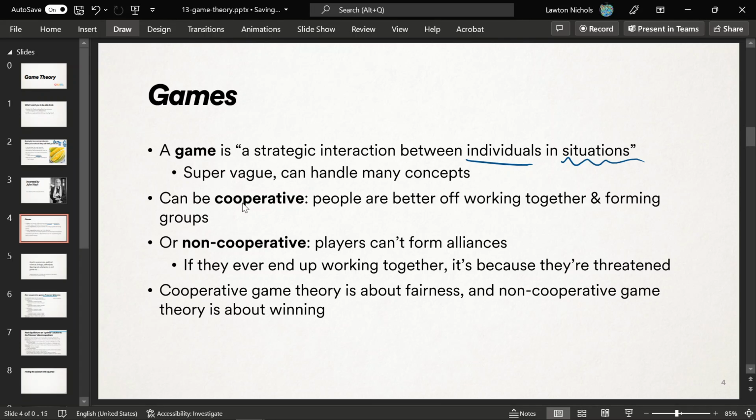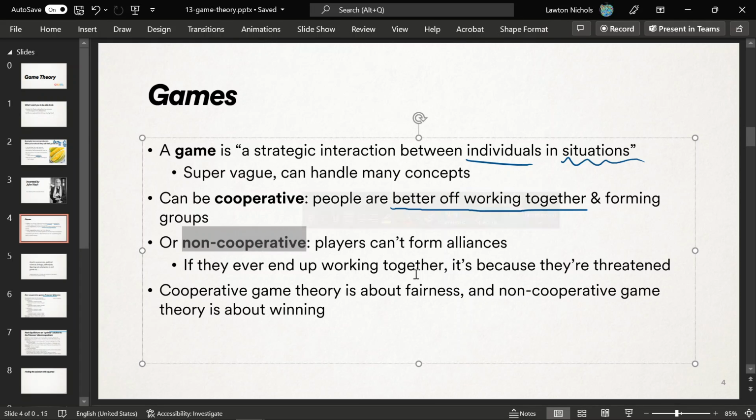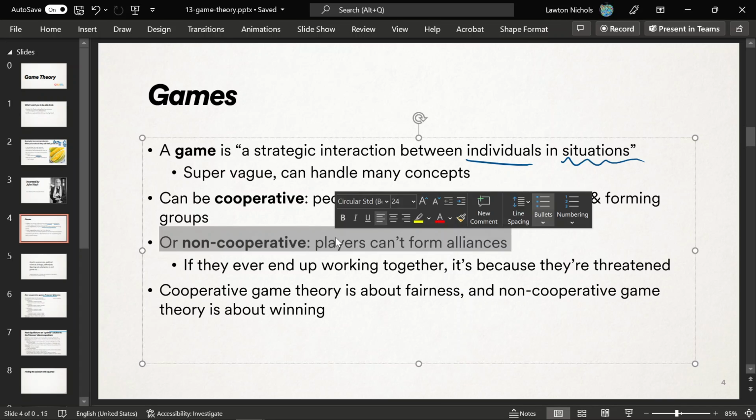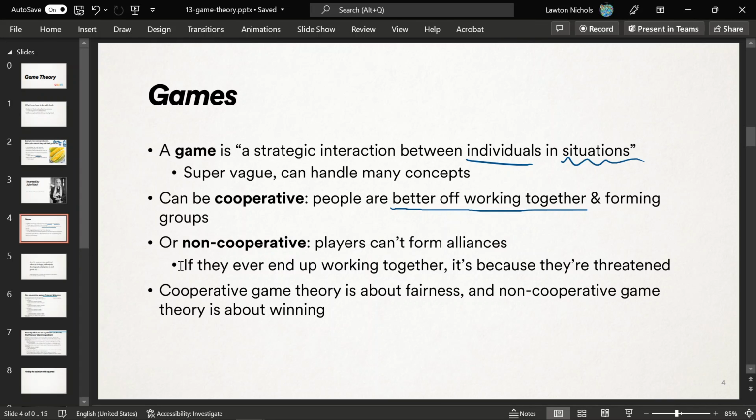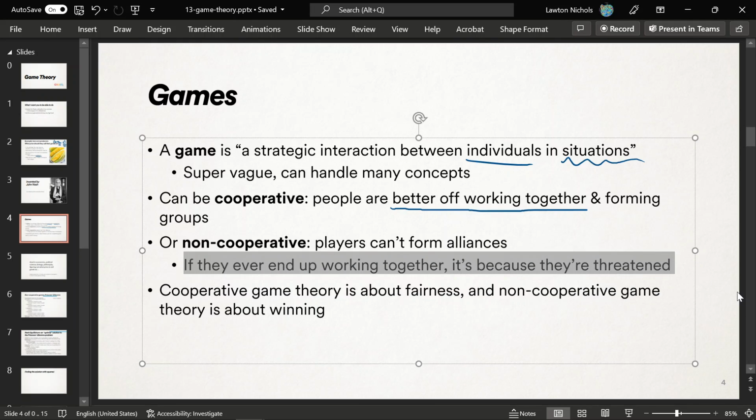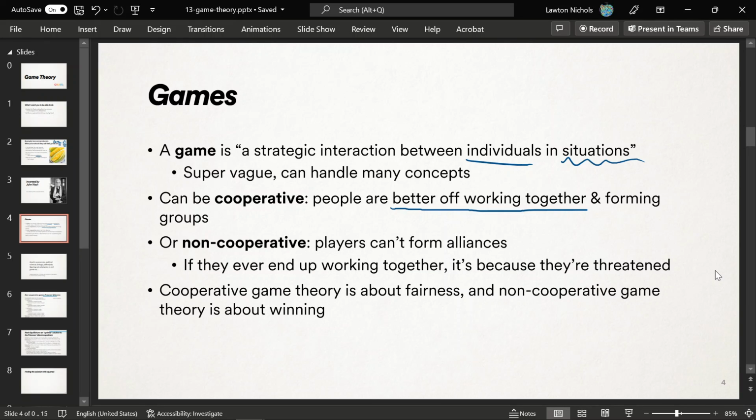Games can be either cooperative or non-cooperative, and these definitions make sense. A cooperative game is when you're better off working with somebody else. People are better off working together and forming groups. Alliances is another term that you see in game theory. So that's a cooperative game, one where it's better to play as a group, to get together with other people, like form a union or something. They can also be non-cooperative, where it's impossible to form an alliance, or it's unfavored. These are very interesting games. If you're playing one, that means if people end up working together ever, it's because they feel threatened, which is a funny definition, but that's a non-cooperative game.